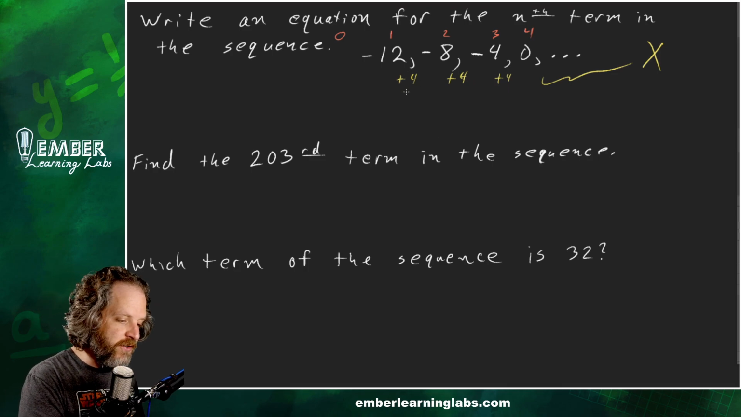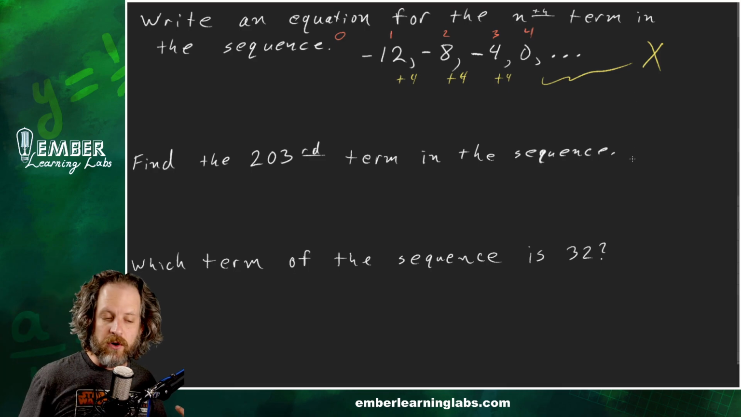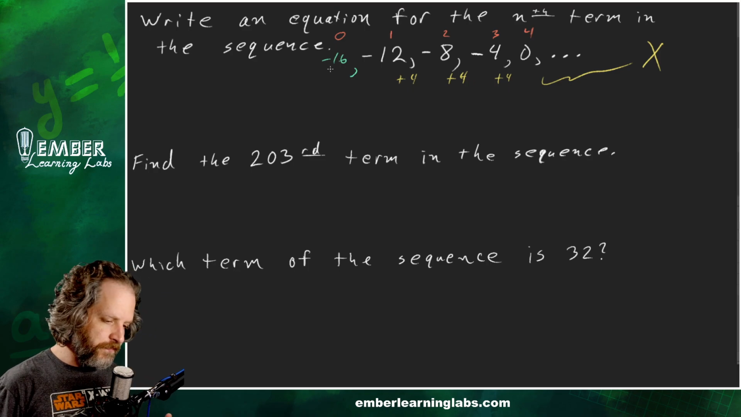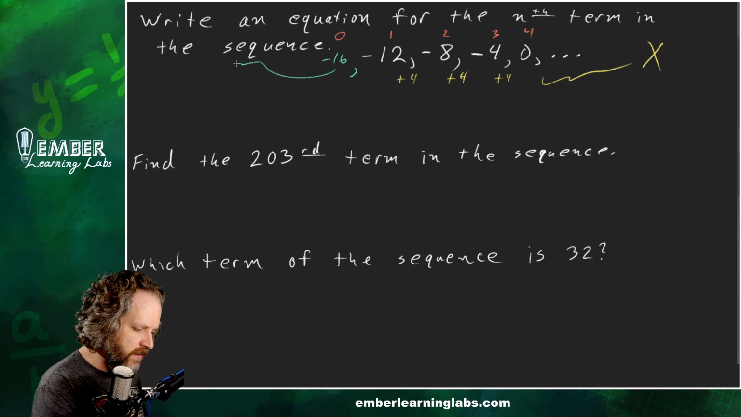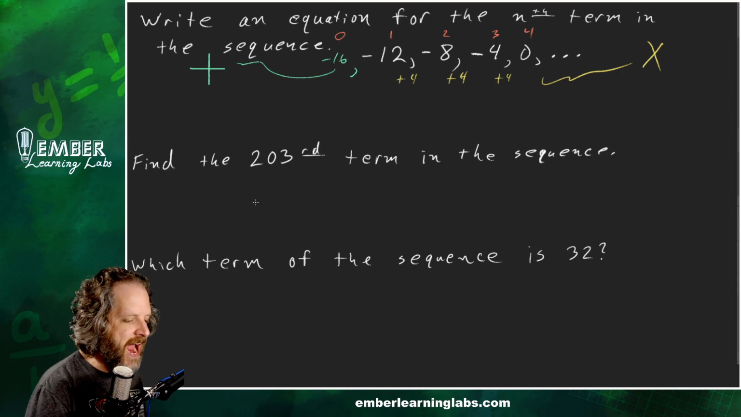Okay, so we have to do the opposite of this. We're adding 4 to get to the next one, so to go backwards, we would subtract 4, right? So negative 12 minus 4 is negative 16. Okay, so I'll do it real cautiously, this one is added.